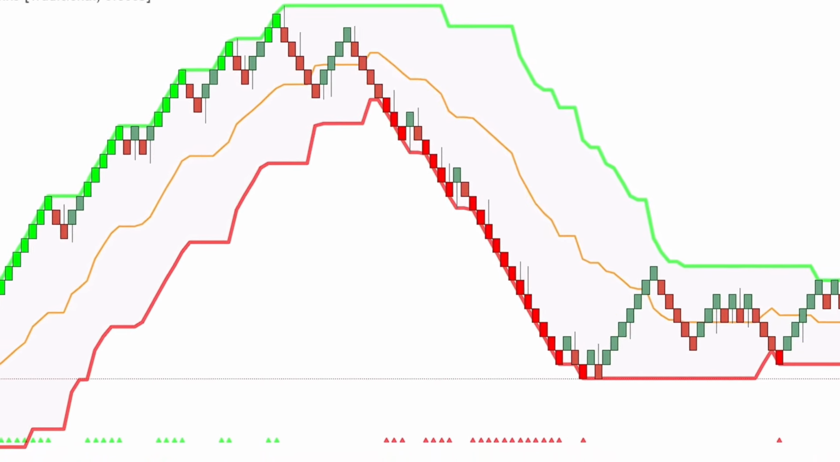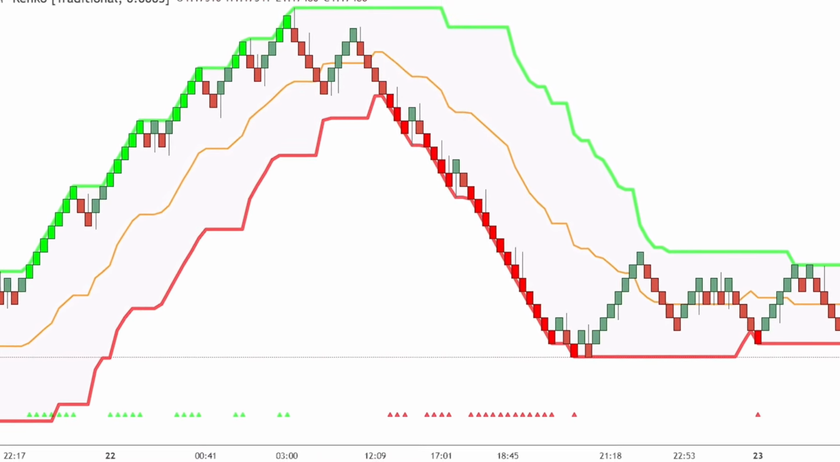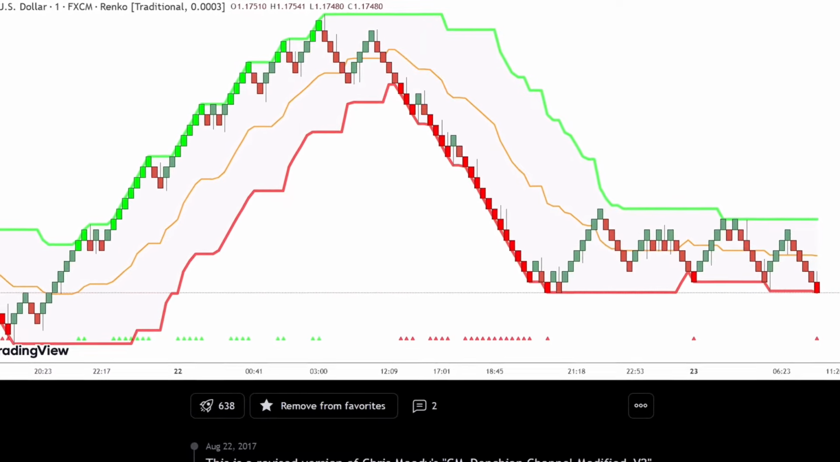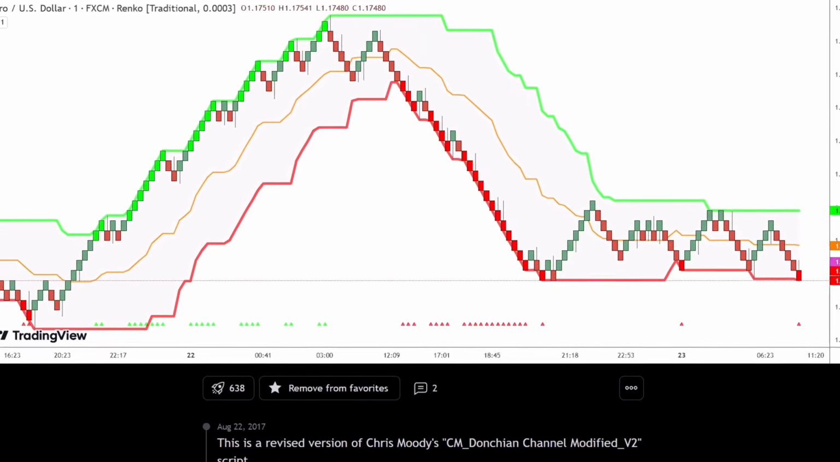Today I've got something super exciting for you, an awesome trading indicator that can seriously level up your game on TradingView. It's called the CM Donchian Channel version 3, and whether you're a newbie or a seasoned trader, this tool can help you build a rock-solid trading strategy. It's perfect for spotting those crucial entry and exit points by showing the highest high and lowest low over a specific time frame. By the end of this video, you'll know exactly how to set it up, tweak the settings, and start using it like a pro.